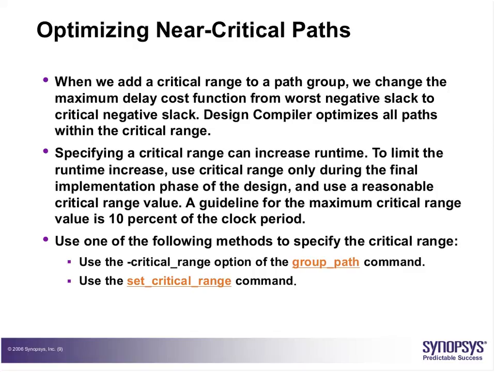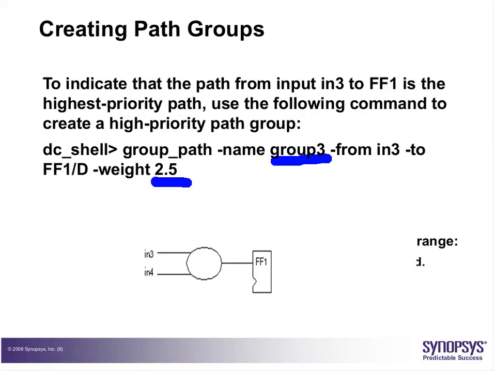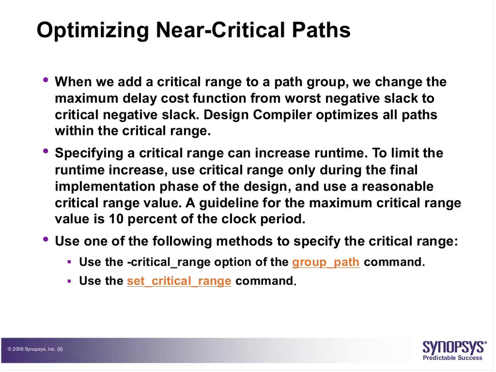The critical range option is available to you as part of the group_path command. In the earlier example, this -weight option tells DC that this is of a higher priority. Further, you could add a -critical_range option here to tell DC to what slack it should fix. Again, you could use group_path or you could simply use set_critical_range. You can set it at a particular design, a particular cell and so on. Please read the man page for set_critical_range for more information.